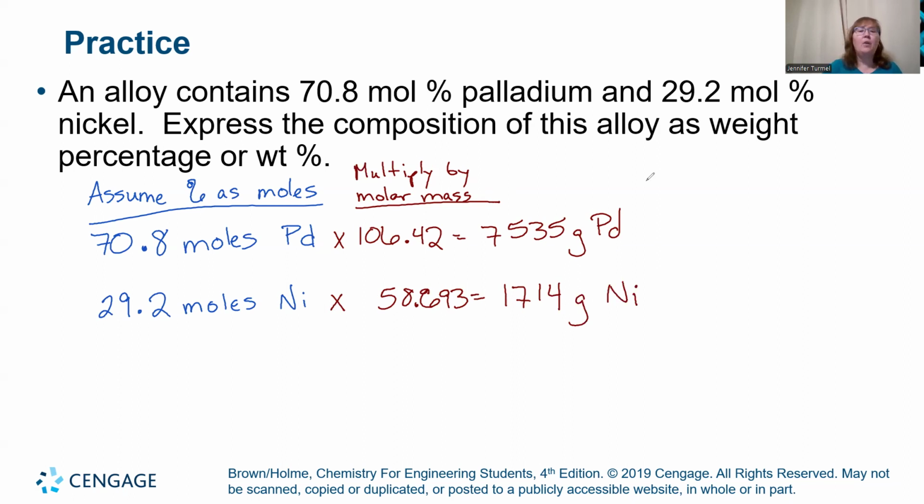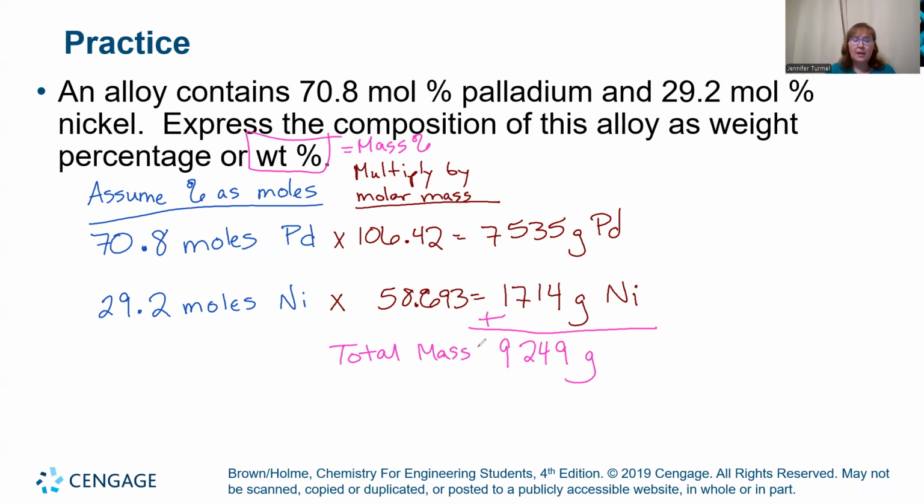Okay, now our next step here is going to be to add these together to get a total mass, because we're looking for a weight percent. And here, this is the same thing as saying a mass percent. So we're kind of working our way backwards now from what we had before. Okay, so we're going to add these, and when we add these together, we get 9,249 grams. And this is the total mass.